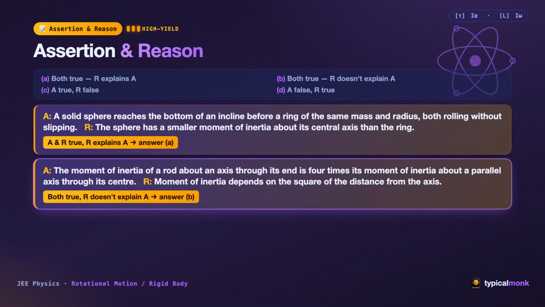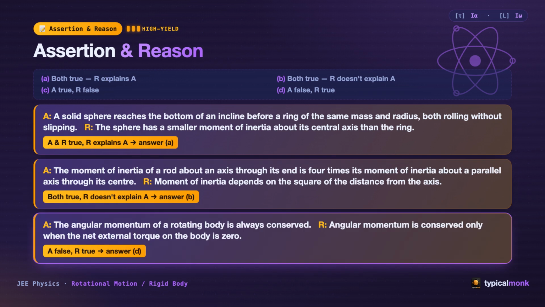Second one. Assertion. The moment of inertia of a rod about an axis through its end is 4 times its moment of inertia about a parallel axis through its center. Reason. Moment of inertia depends on the square of the distance from the axis. Both statements are true. But pause. Does the reason explain the assertion fully? Not quite. The exact factor of 4 comes from combining the parallel axis theorem with the rod's own values, not from the r-squared dependence alone. Both true, but the reason does not fully explain the assertion. Option B. This is the trap that catches David every time.